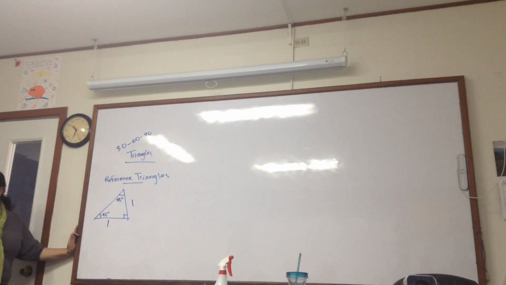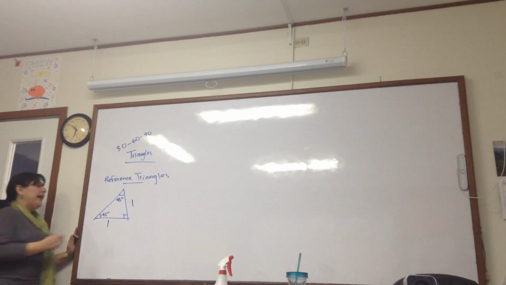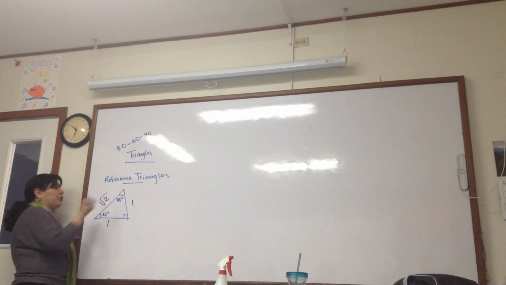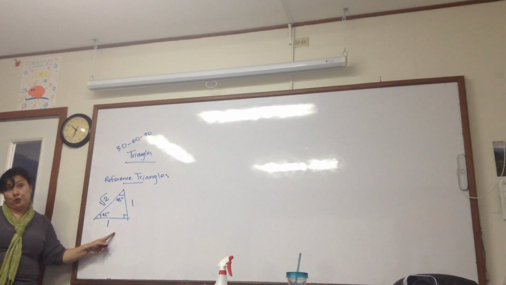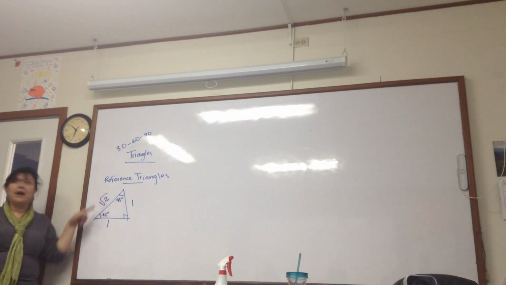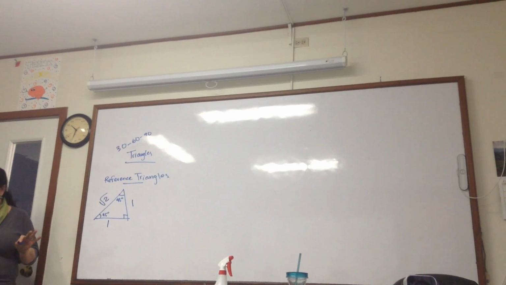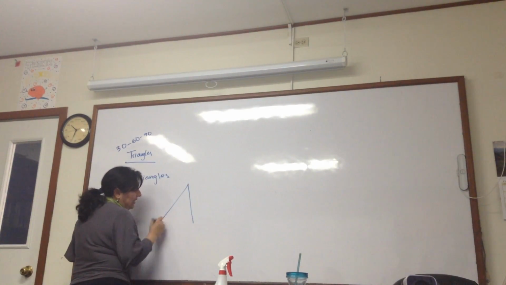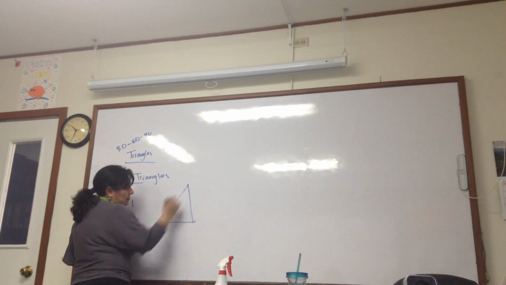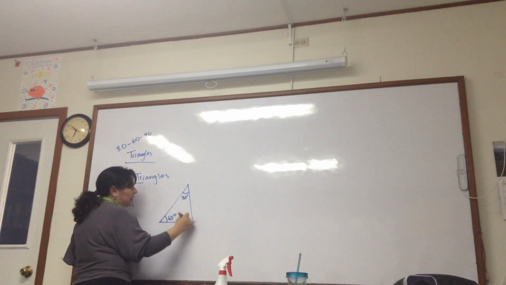So, 1 and 1, because they have to be the same. And this one happens to be square root of 2, because the square root of 1 squared plus 1 squared is 2. The square root gives you the hypotenuse because of Pythagoras, right? So, what happens with a 30, 60, 90 triangle?